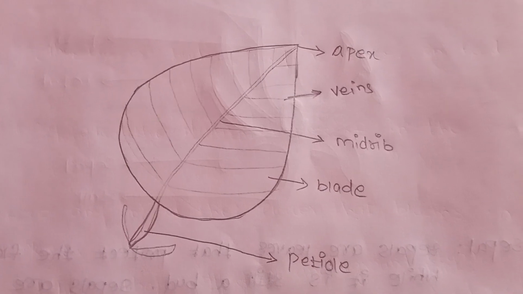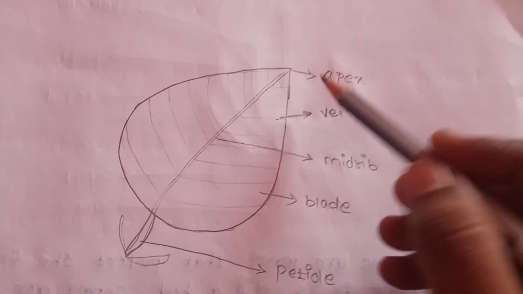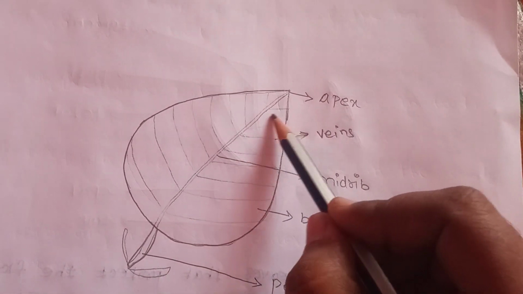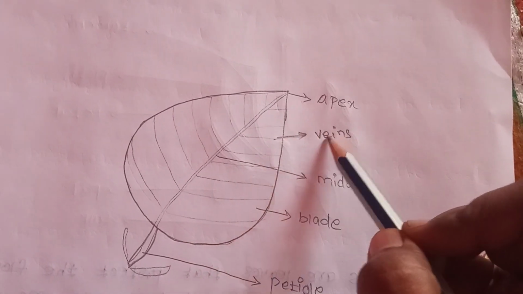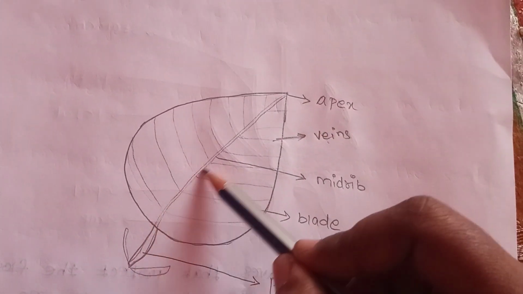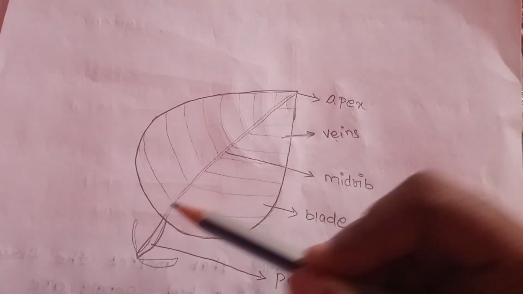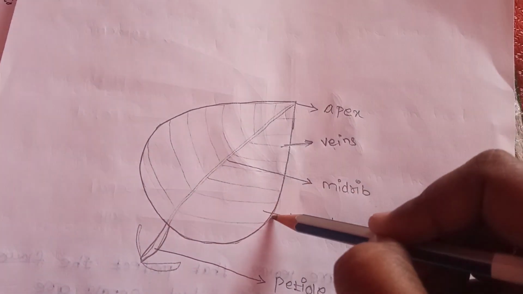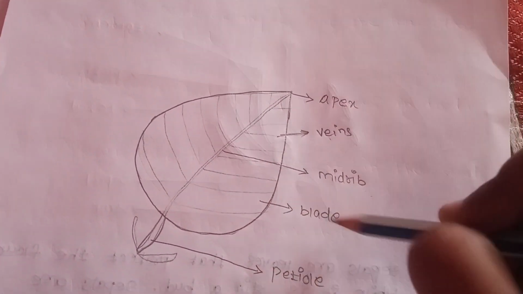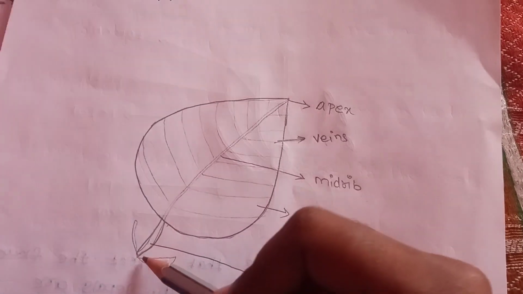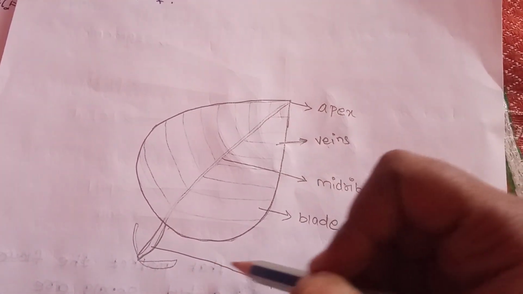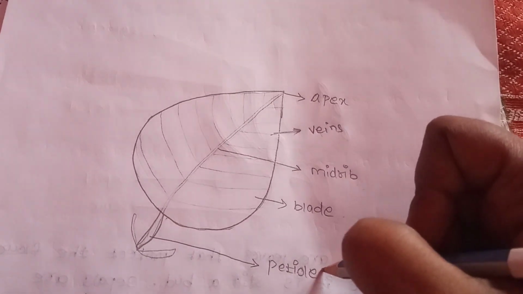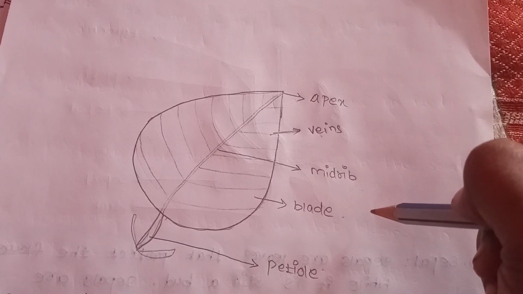First one, blade, the broad flat part of the leaf. This sharp tip is called apex. In the center it has many lines, right? In leaves they are called veins. The center line of the leaf is called midrib. Then this broad area is called blade, and the leaf is connected to the main stem. The connecting part between the main stem and the leaf is called petiole. These are the common parts of the leaf.